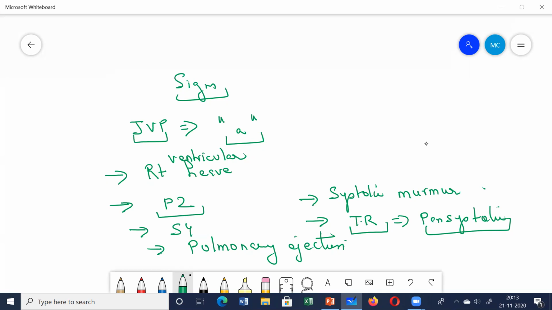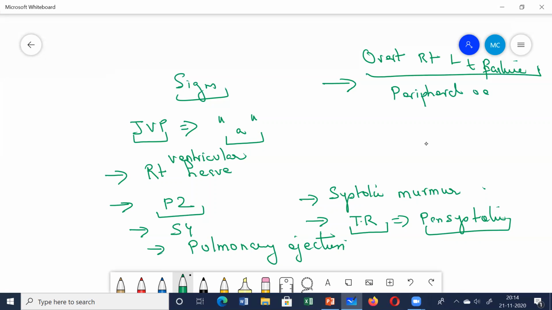And overt right heart failure. Overall, certain signs you see in the patient indicate that the patient has overt right heart failure. What are the features of overt right heart failure? First, there is increasing peripheral edema. As I told you, when you look at the periphery, it will mainly be pedal edema. And there is the raised JVP.